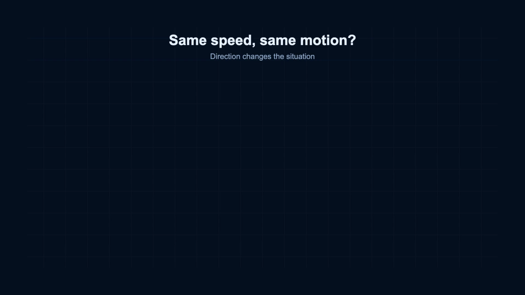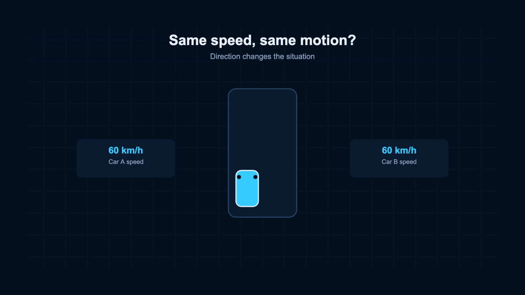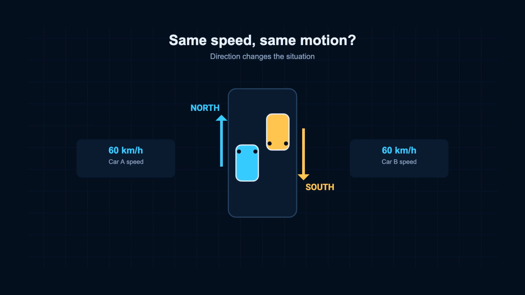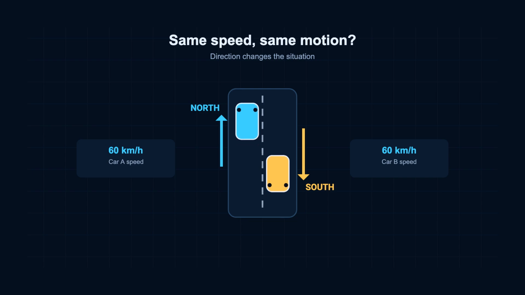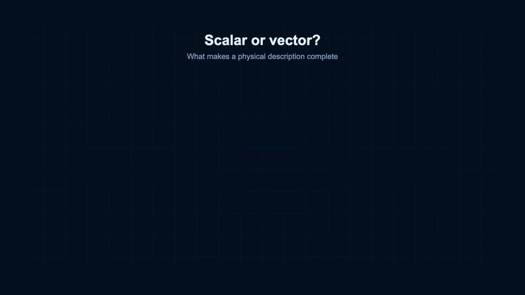Now, a different kind of question. Two cars each travel at 60 kilometers per hour, one heading north, the other south on the same road. Are these the same situation? The speed value alone tells you nothing about which car is going where, and that missing piece, direction, turns out to matter enormously. This is the difference between a scalar and a vector quantity.